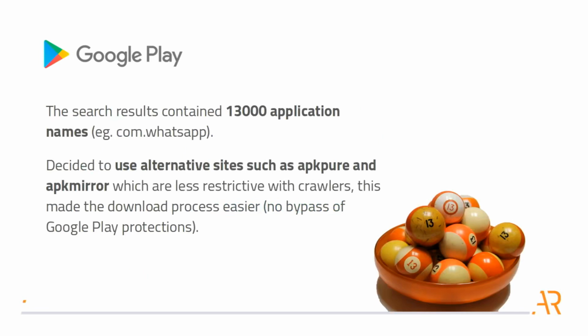With that, I got 13,000 applications and downloaded the applications from alternative sources, APK Pure and APK Mirror. Those don't have as many limitations and controls as the Google Play Store. So I got all of those applications. I was able to extract a lot of identity pools, and I was ready to, based on that information, get credentials.